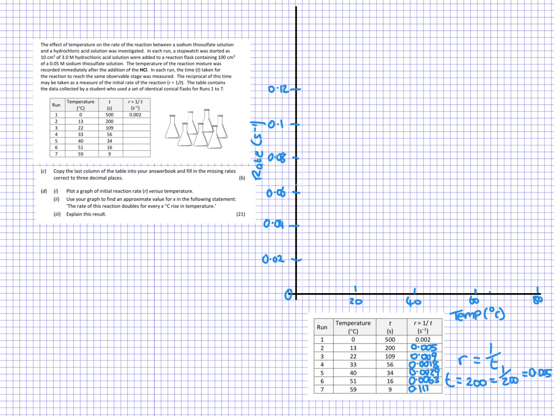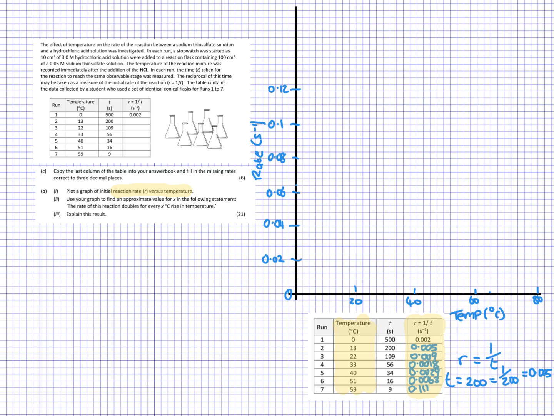So we're going to use these figures now to continue on to part D, where part D asks you to plot a graph of initial rate versus temperature. And it's important that you can see here that you're looking at the rate versus the temperature. So in our table down below, we're looking at temperature, and the temperature is going to go on the x-axis, and then we're looking at the rate, which is the answers that you've just calculated in part C. They are going to go on the y-axis.